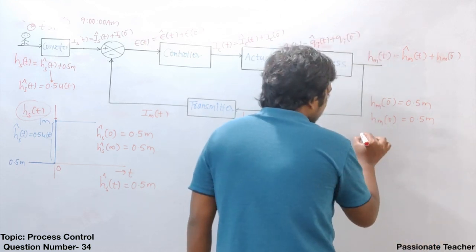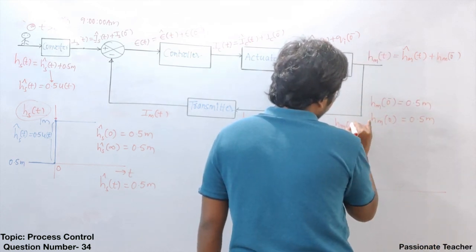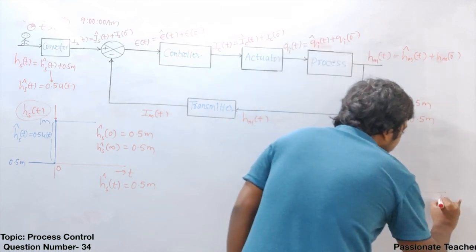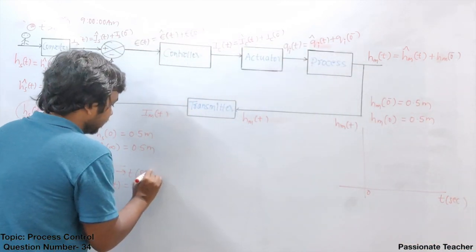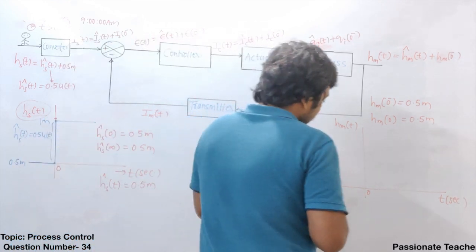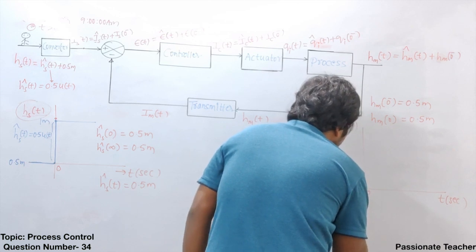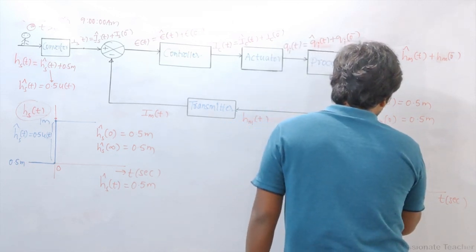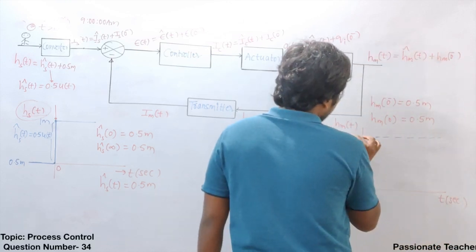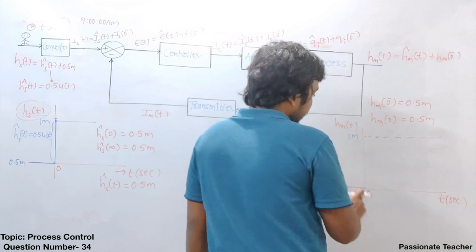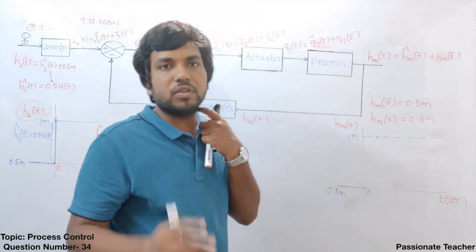Water level of hm of t. If you look at this hm of t graph, here it should be in seconds, before t equals 0, the water level in the tank is also at 0.5 meter, right? But ultimately the water level is going to come, or should come, to 1 meter. Ideally, what should happen? Even the water level in the tank should jump, but it won't jump, right?